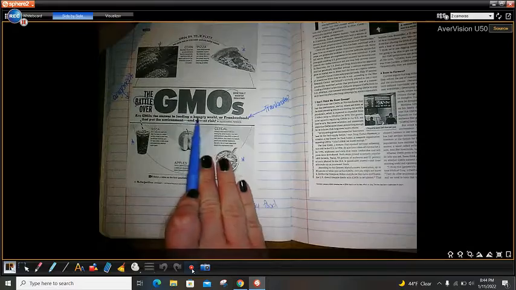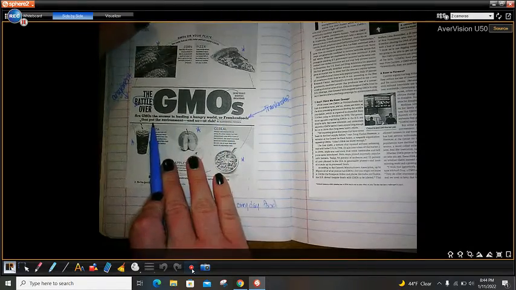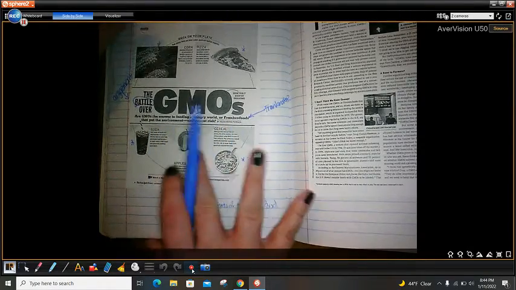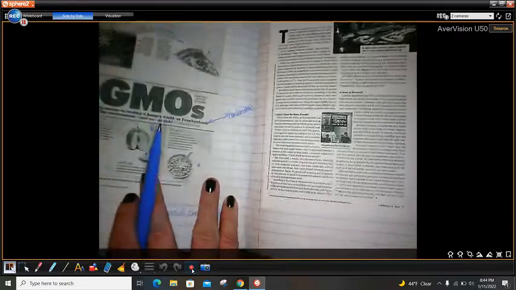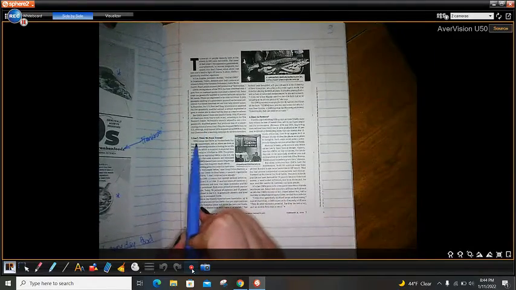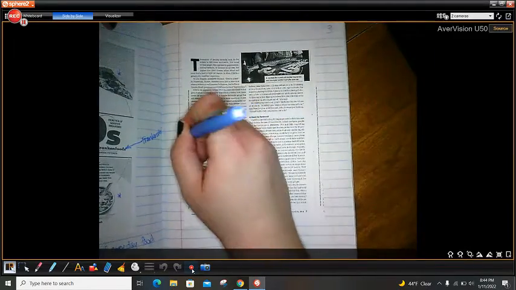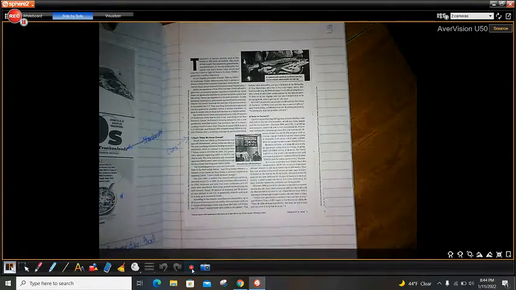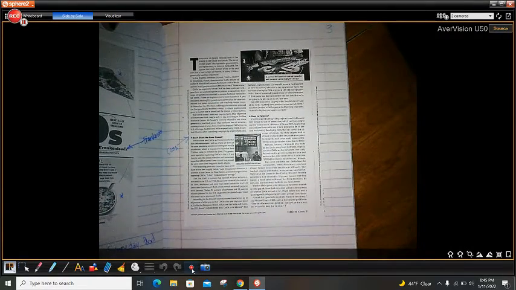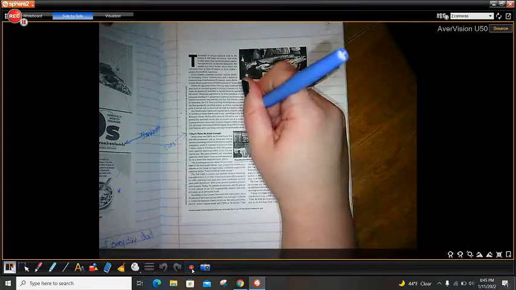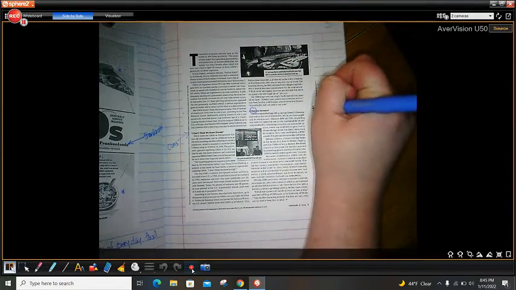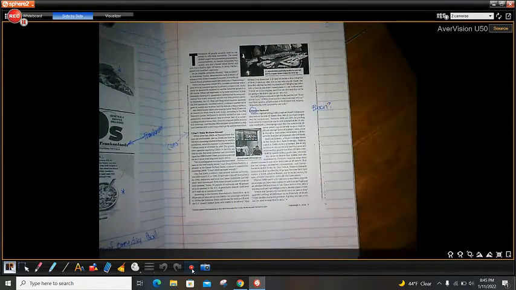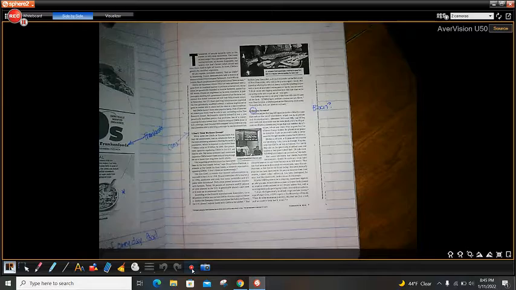Are GMOs the answer to feeding a hungry world, or frankenfoods that put the environment and us at risk? Okay, so let's look at the other headings. I don't think we know enough. That's probably going to be like the cons, the argument against. A boon to farmers. Let's start with this word boon. What is a boon? I'm going to put that in a question mark right there.